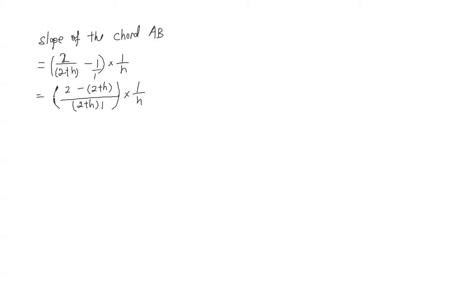Now I simplify the numerator. 2, I open the bracket. The bottom is 2 plus h. When I open up the bracket, I do the distributive law. Basically you have minus 2, minus h. Am I right?